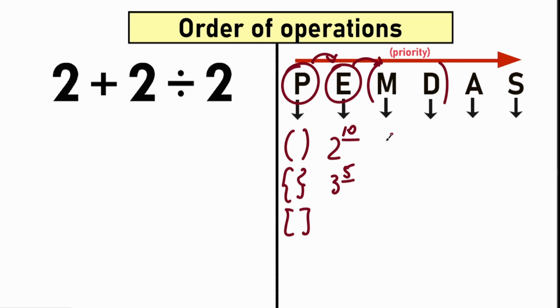So M stands for multiplication, D stands for division, so we need to perform it in a strict order from left to right. Okay, this is the main rule. And the last step is A stands for addition, S stands for subtraction. But to be honest, at this point, you don't need this order of operation anymore, because, for example, we have in the end 2 minus 1, and we don't need this order of operation anymore.